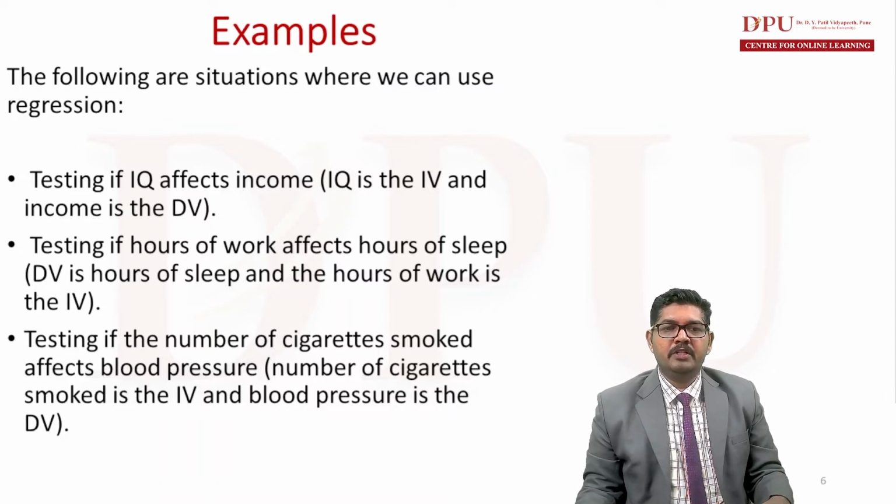Testing if the number of cigarettes smoked affects blood pressure. The number of cigarettes smoked becomes our independent variable. By manipulating the independent variable, we can judge its impact on the dependent variable, which is blood pressure in this case.